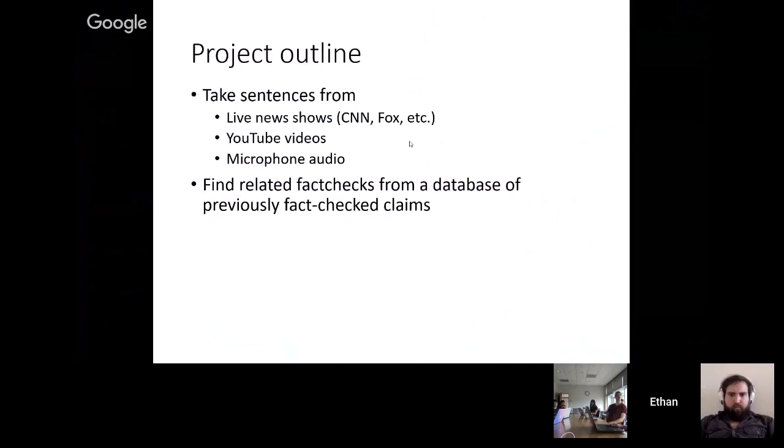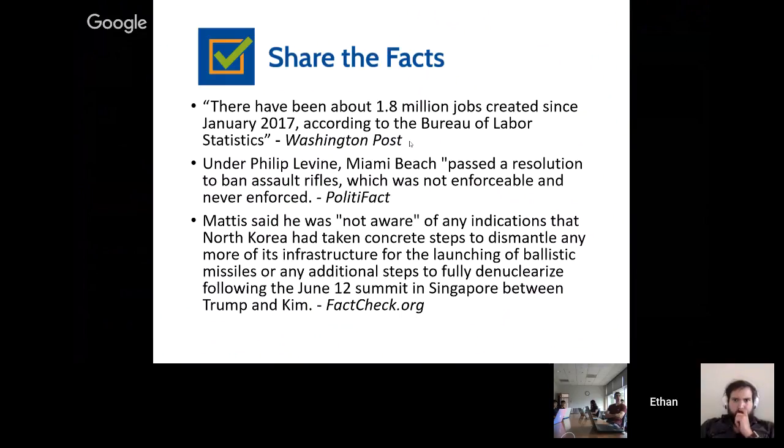Basically, the project outline, we split it into two parts. First, we want to take sentences from a variety of sources: microphone audio, YouTube videos, and live shows like CNN, Fox. And then we want to find related fact checks from a database of previous fact checks, specifically from the Share the Facts database.